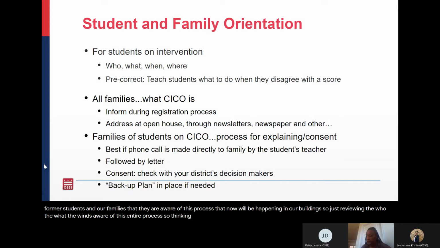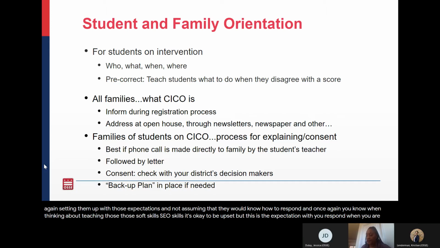So thinking about that, once again, even the pre-correction practice. So just thinking about how is it that you are expected to respond when you may not agree with your score that you received on your daily progress report. So once again, setting them up with those expectations and not assuming that they would know how to respond. And once again, when thinking about teaching those soft skills, those SEL skills, it's okay to be upset, but this is the expectation when you respond when you are upset.